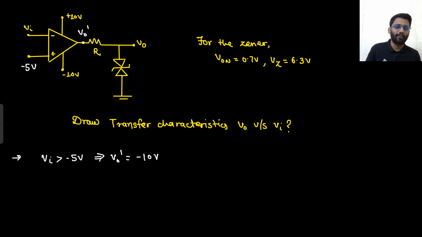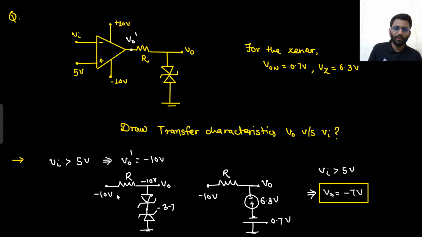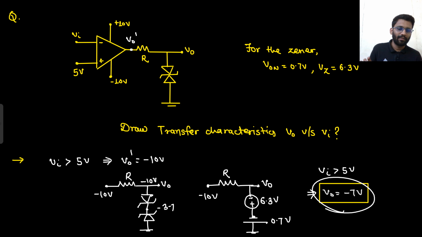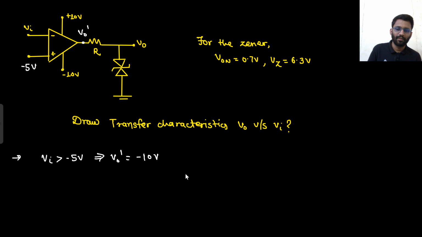So what will be your V naught? If your V naught dash is minus 10, this will be the circuit. Then what is the V naught you get? Minus 7 volt, right? Because it is minus 10, it will certainly go into breakdown. So this will become 6.3 and this will become 0.7. So minus 0.7 minus 6.3 will be minus 7 volt.